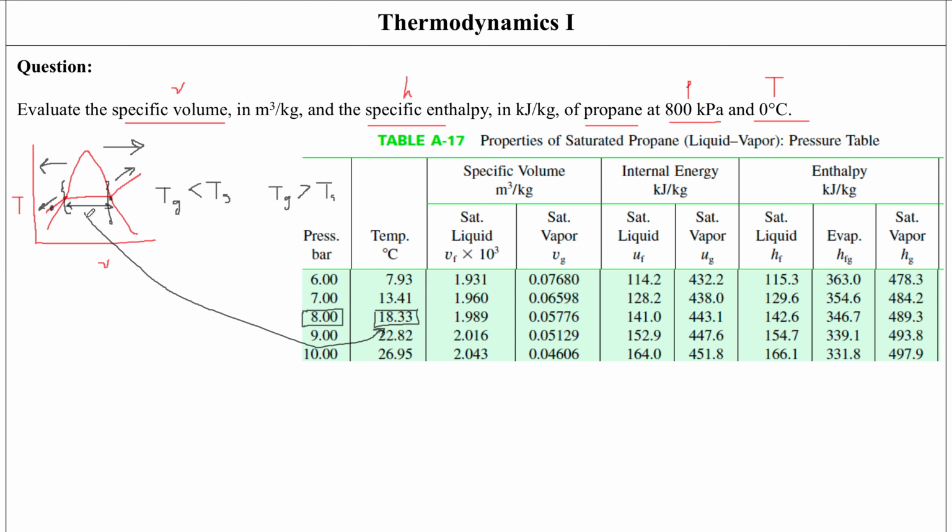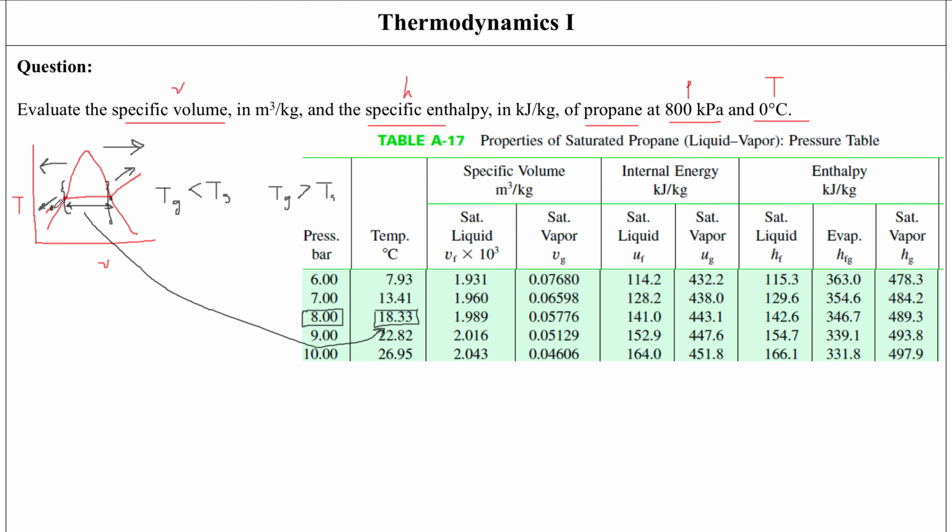Basically, the pressure is still constant. We are still on the isobar, but the temperature has reduced now. So we are on this side, which means we need to move on to the compressed liquid table. But in a lot of cases, we don't have compressed liquid tables, and we've already talked about this as well.